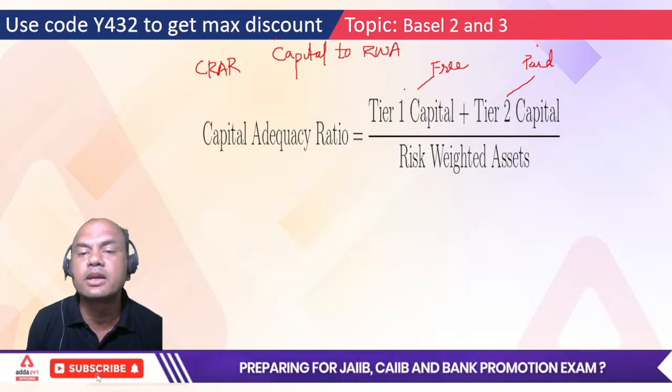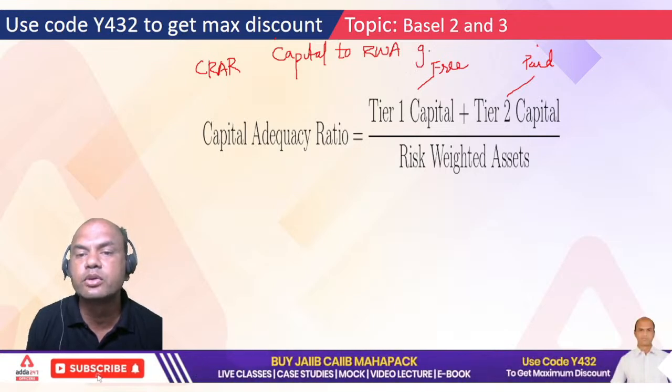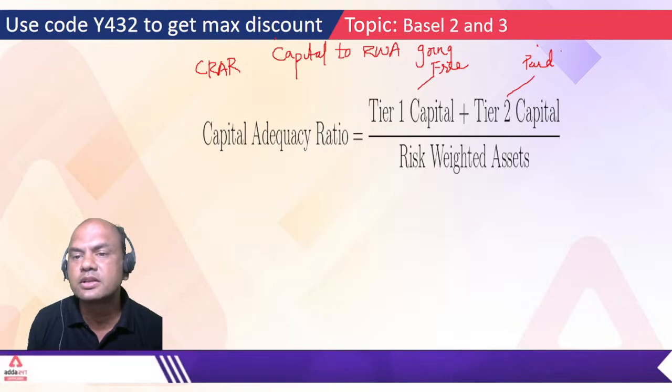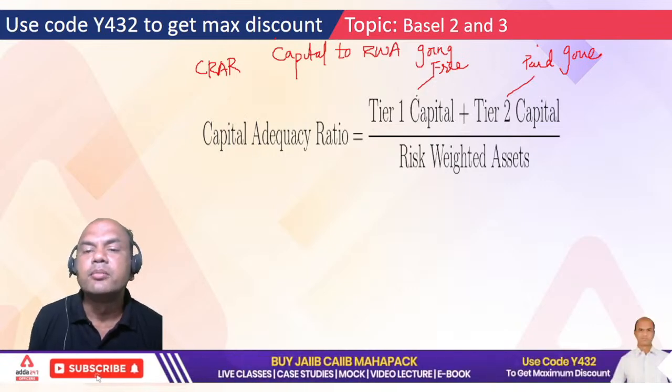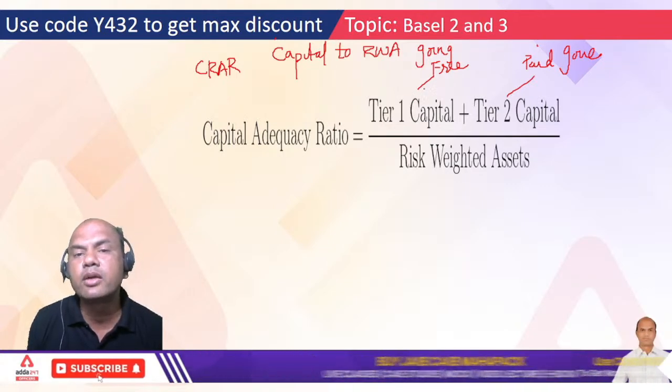It's called going concern. It's going, ongoing, because I don't have to pay anyone. And this is gone concern. Always remember this. This is gone concern, tier 2, and this is going. Why? Because going means what? I don't have to pay anything.